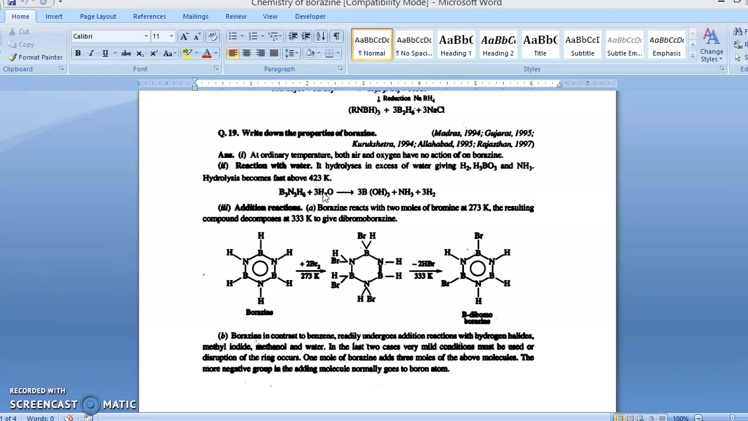Now, when Borazine reacts with 2 equivalent of bromine at 273 Kelvin temperature, the resulting compound decomposes at 333 Kelvin to give dibromoborazine. So now this is the reaction scheme. So this is the structure of Borazine. When this Borazine is reacted with 2 equivalent of bromine at 273 Kelvin temperature, it will form an addition product.